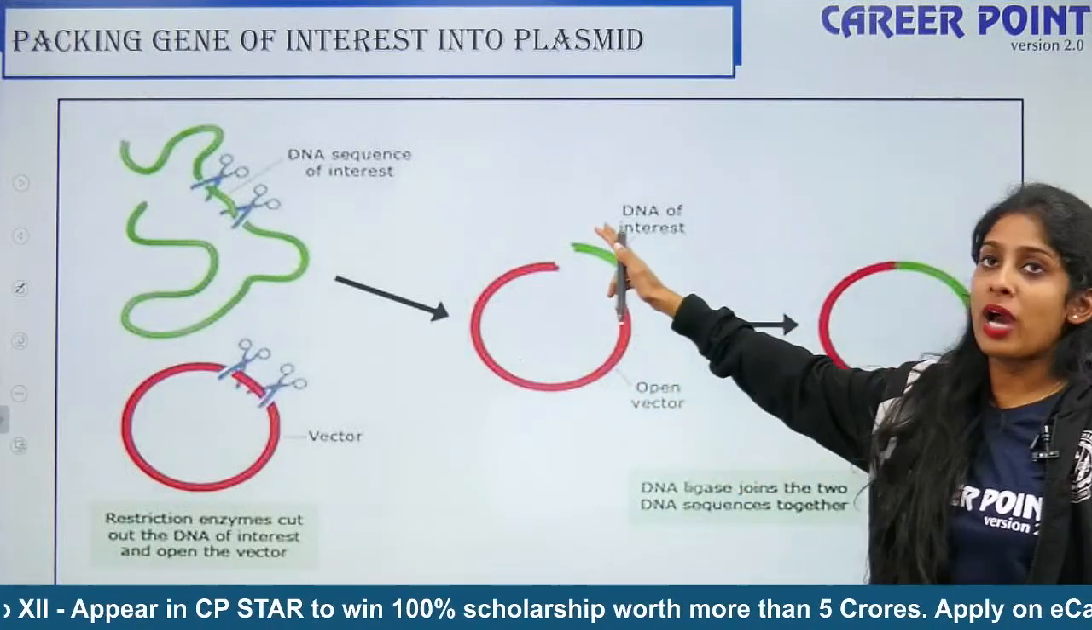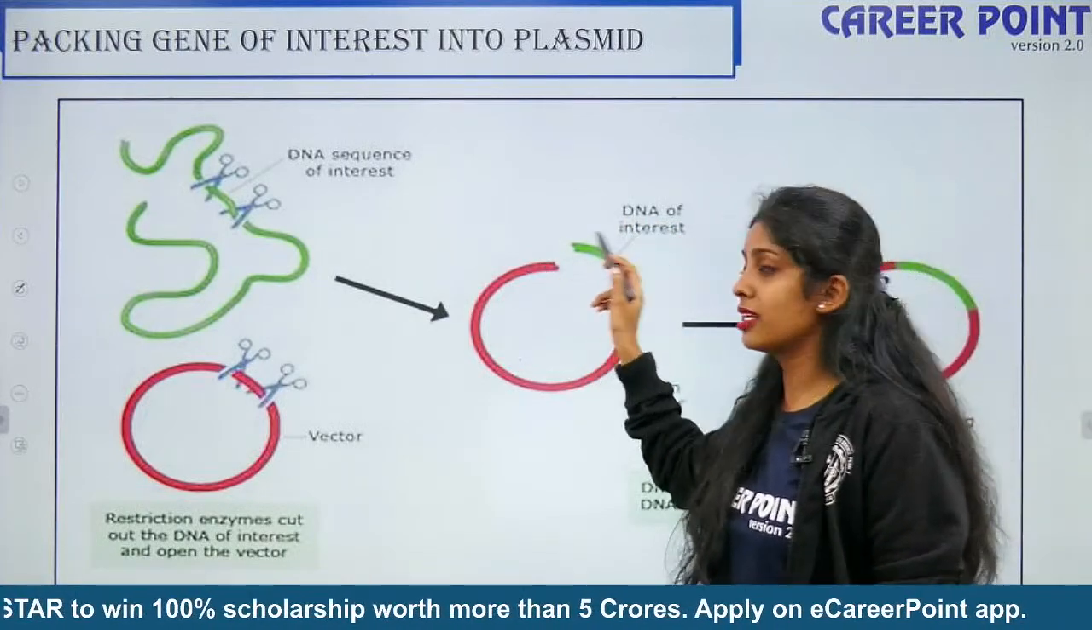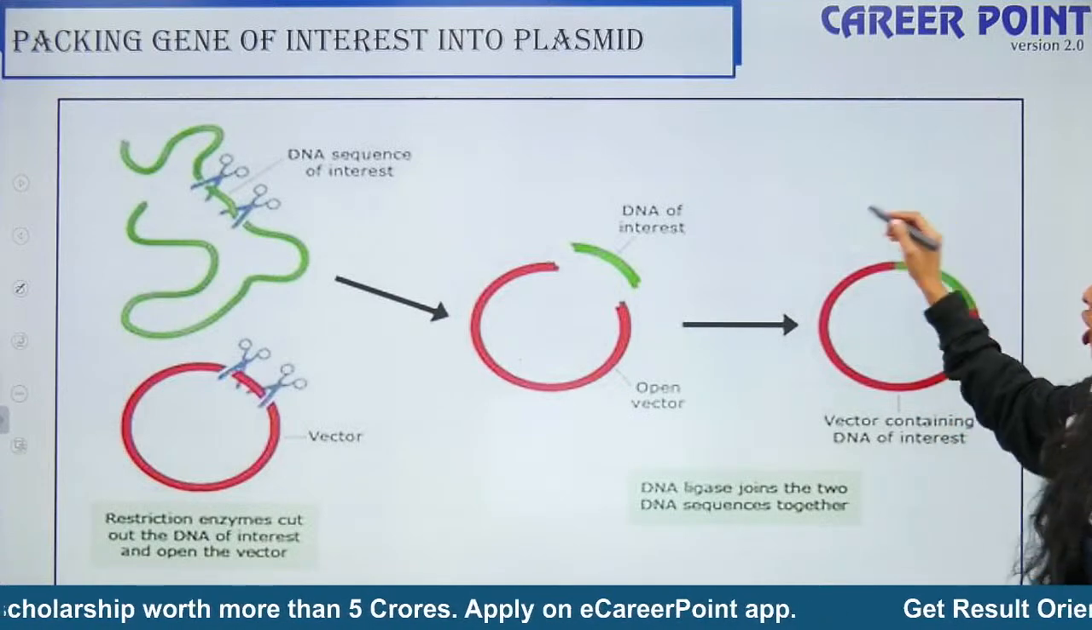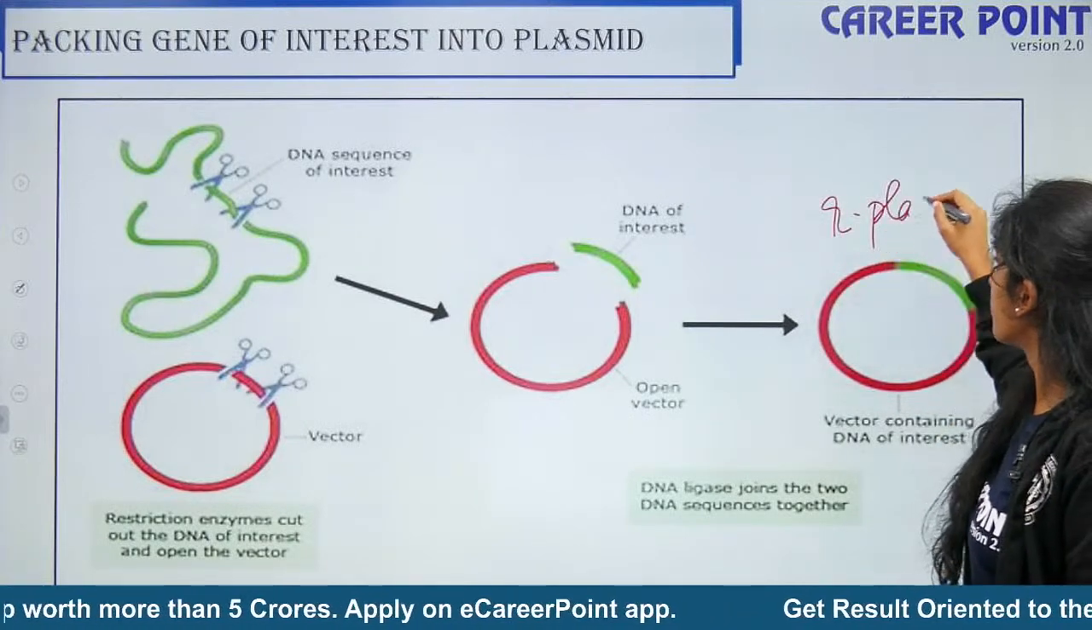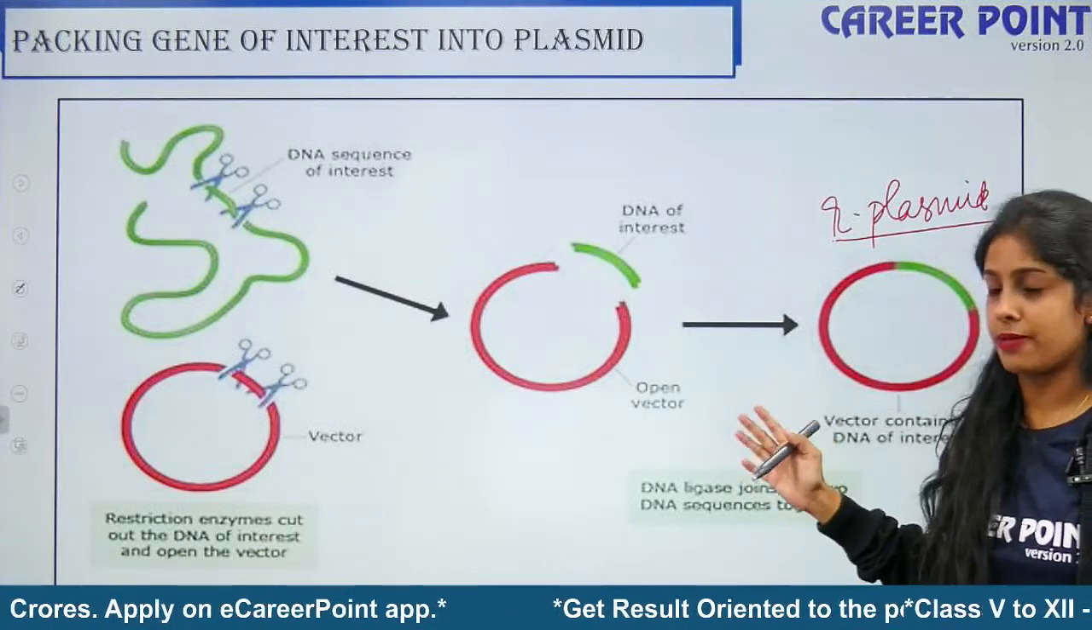Alright. Now you have your purified DNA from the previous step, from elution. You are going to insert that here. Once you insert that, this becomes a recombinant plasmid. Yes, so this is the third step.